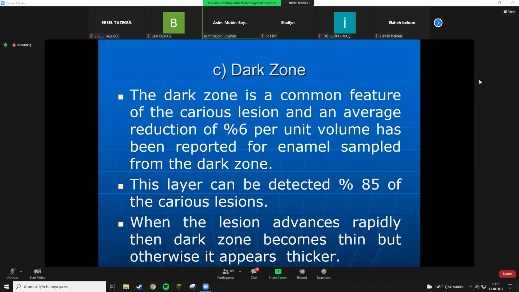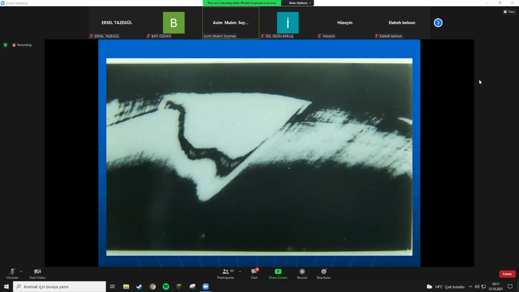Coming to the dark zone, it is a common feature of the caries lesion, and an average reduction of 6% per unit volume has been reported for enamel sampled from the dark zone. This layer can be detected in 85% of the caries lesions. When the lesion advances rapidly, then the dark zone becomes thin, but otherwise it appears thicker. Now, this is another technique.